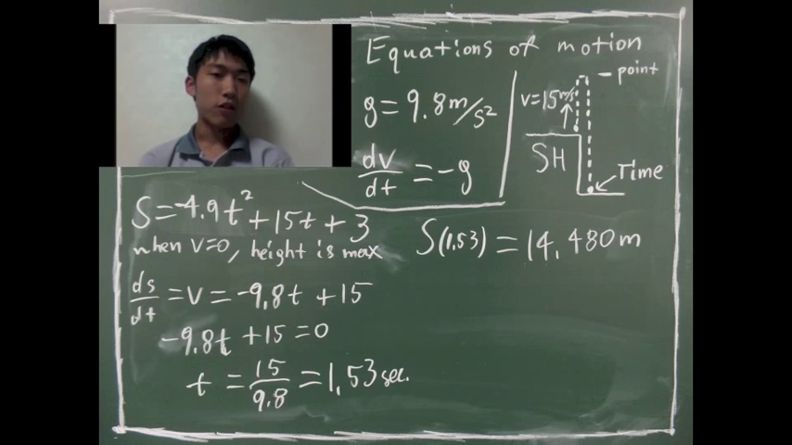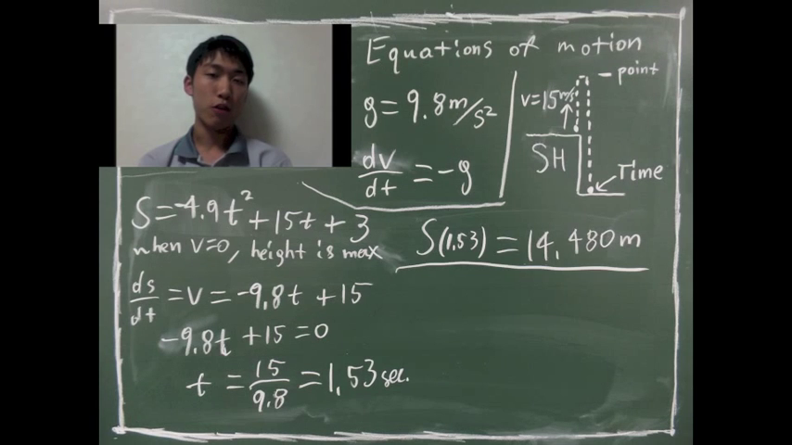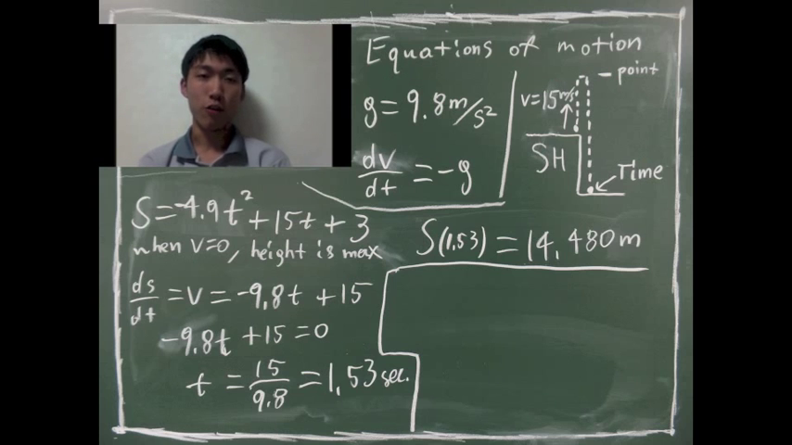After the derivative is taken, we can see that the velocity function is negative 9.8t plus 15, and after doing some arithmetic calculations, t can be solved to be 1.53 seconds. We can plug 1.53 seconds into the distance function, and it gives us 14.480 meters, which is the maximum height of the ball. We can proceed to solve the other part of the question, which is obtaining the time at which the ball reaches the ground.